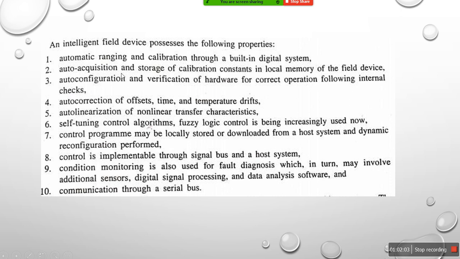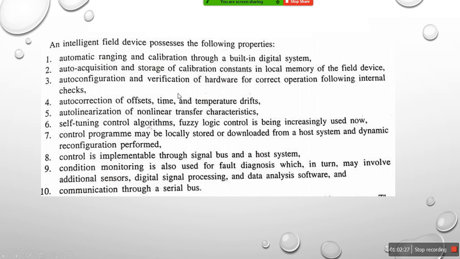So internally there are various other parameters where the input and the outputs have to transfer from one device to the other device. In that case, the auto configuration facility and the verification of the hardware for correct operation and the internal checks, all these have to be made. And similarly, auto correction of the offsets, time and the temperature drifts.